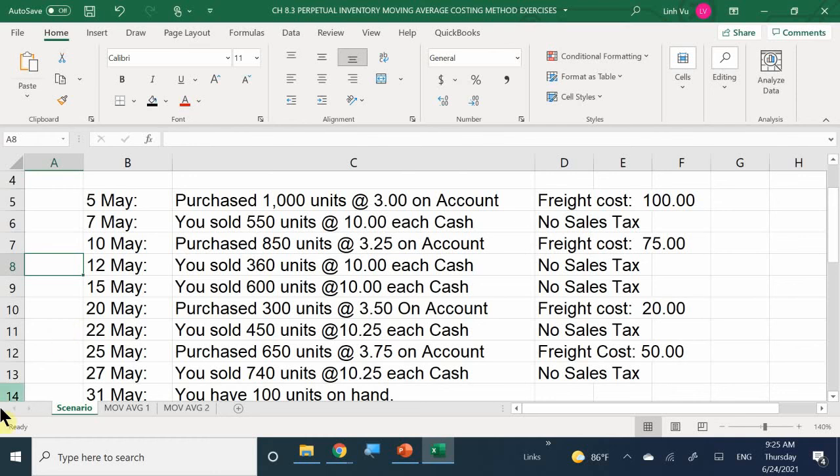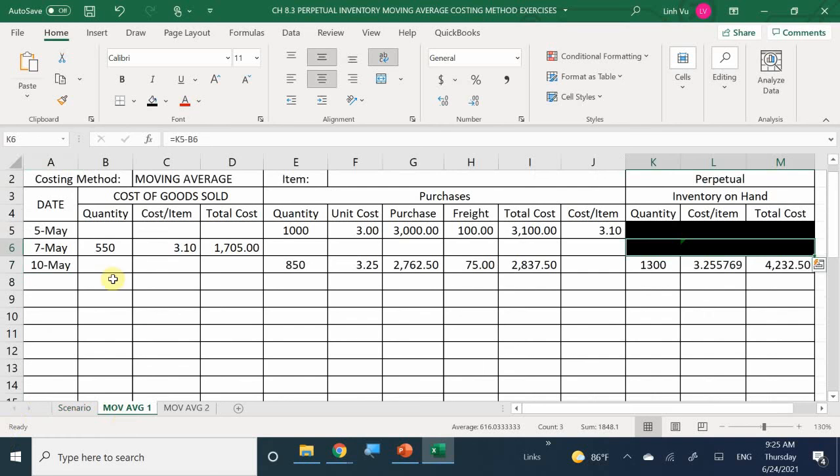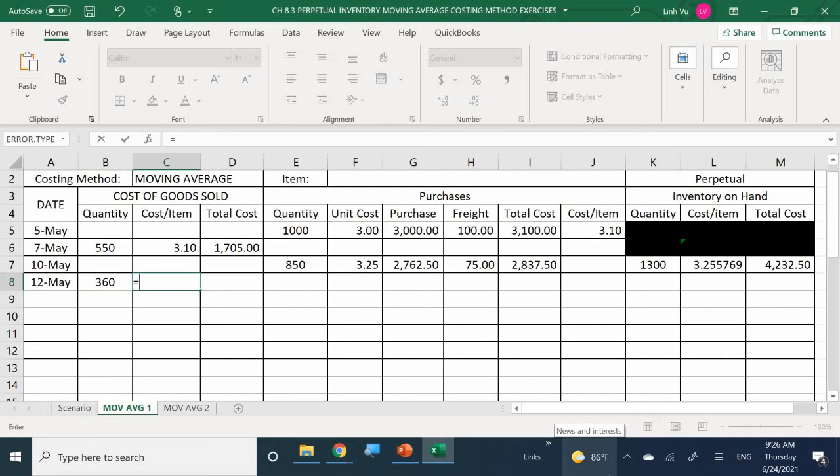You sold 360 units on May 12th. Pretty straightforward, 360 units. Since I don't care about which batch came first or which batch came last, all I care about is just taking the grand total amount. So how much is it going to cost me per item? What's my cost per item now?